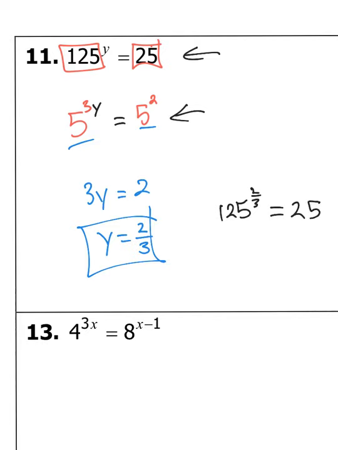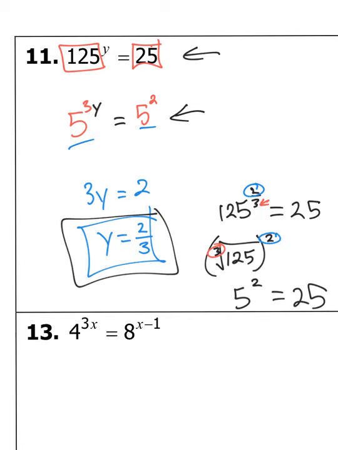One of the things we learned right before everything happened was that this exponent can be rewritten as the cube root of 125 squared, right? This bottom part is my index, and then this top part is my exponent, right? The cube root of 125 is 5. 5 squared, does that equal 25? Yes, it does. This is my answer checked.